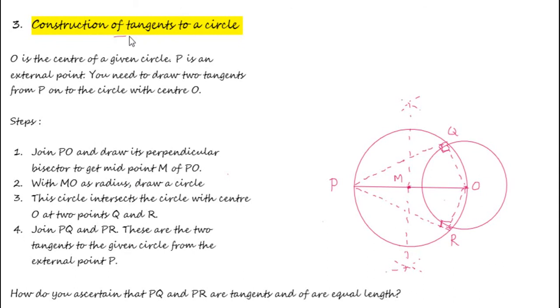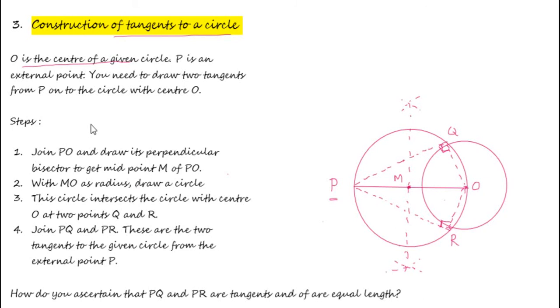Construction of tangents to a circle. O is the center of the given circle. This is the given circle. O is the center and P is an external point. We need to draw 2 tangents from point P to the given circle with the center O.